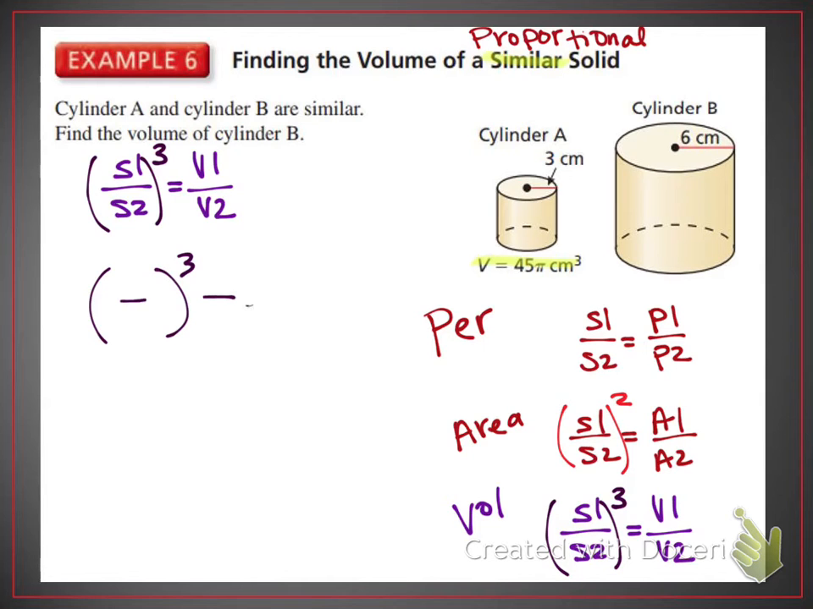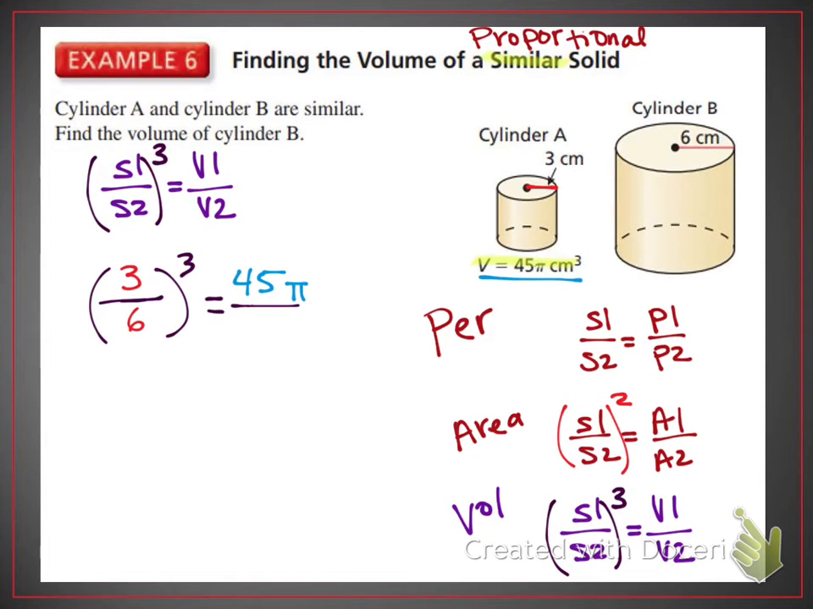The most common mistake I see people make, especially today, is they're not cubing it. That's like the whole point. So you're going to take a side or length, however you want to say it, from the first figure. So what is a side from the first figure? 3 centimeters. We're given a radius on the first. What is the radius of the second? 6. And it will equal the volume of the first. What is the volume of the first figure? 45 pi.